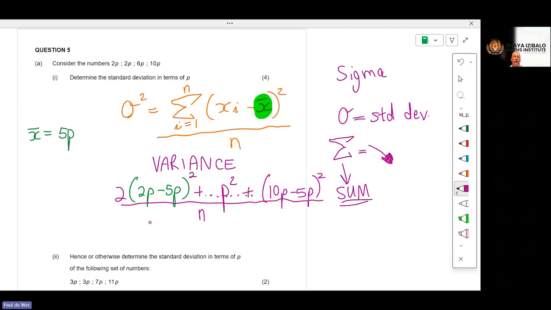Okay, and so now this is going to be 2 times negative 3p squared, which is 18p, 19p, and this one's 1p, so it's 20p squared. How many terms have I got? 4. So it's 20p squared over 4. It's actually 5p squared.